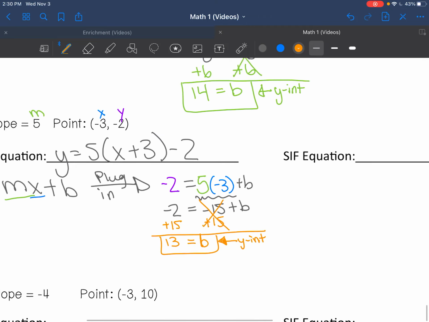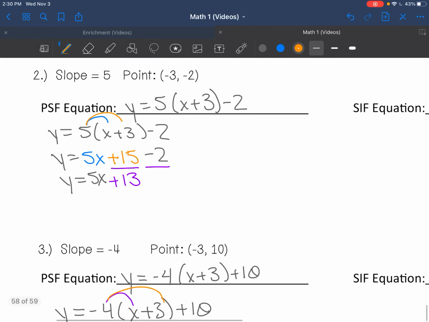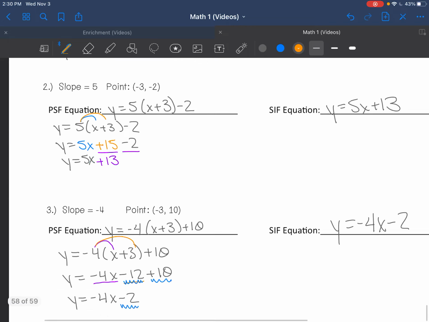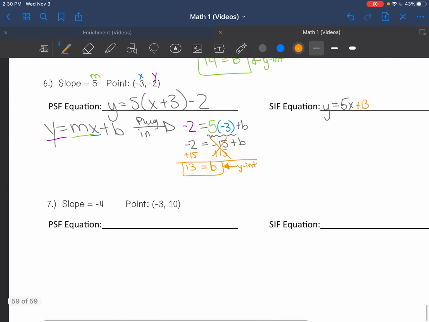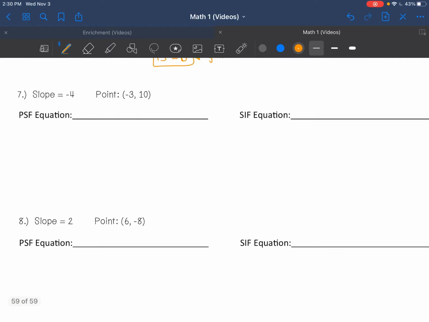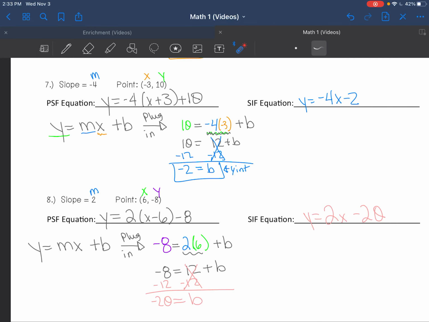And this matches number 2 from the front side of our worksheet, right? We get 5x plus 13, right? We had the same slope and point for number 2, and we got the same answer. Look at that. So, just like before, I want you to try 7 and 8 by yourself using the plug-in method. So go ahead and give it a go. Pause the video.